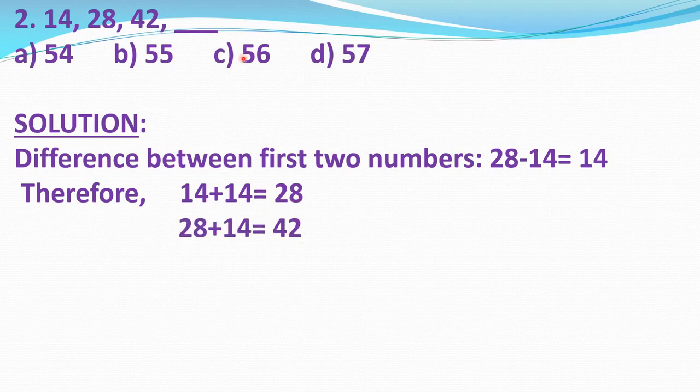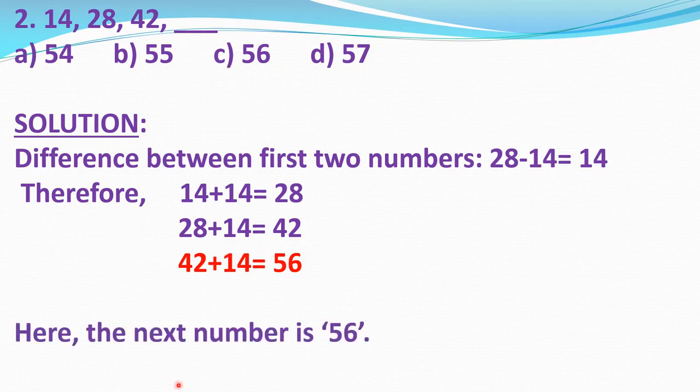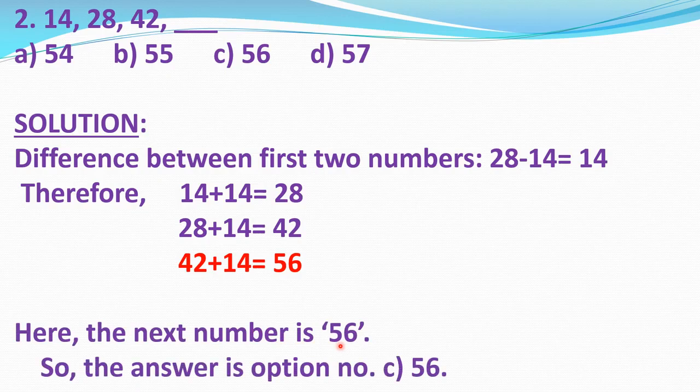So to find the next number, we need to add 14 to 42. So 42 plus 14 is equal to 56, and it is in option C. The next number is 56 and option C is correct. Understood?